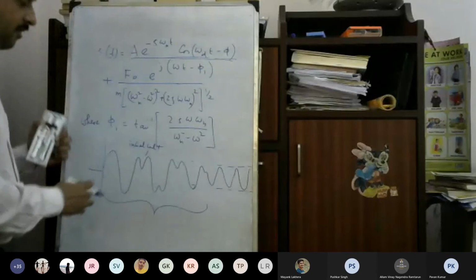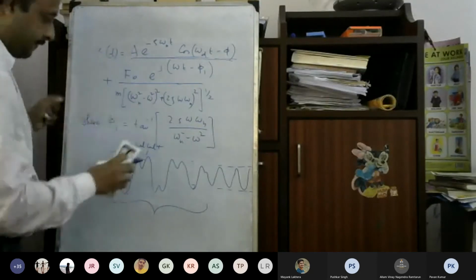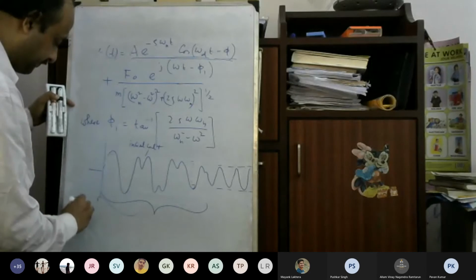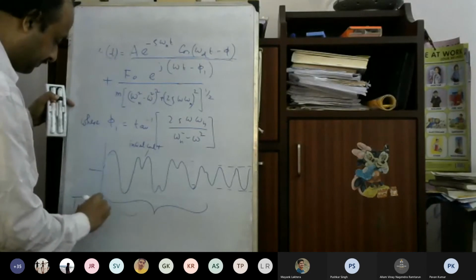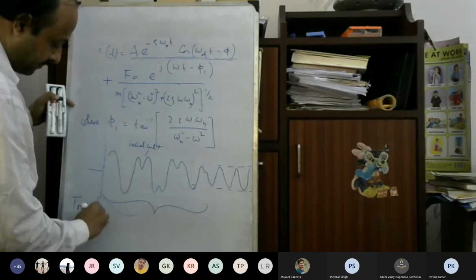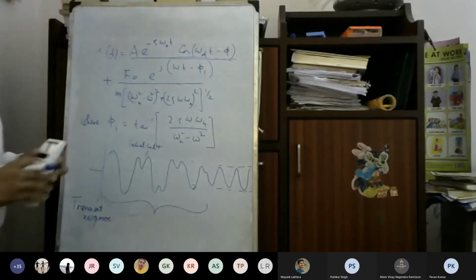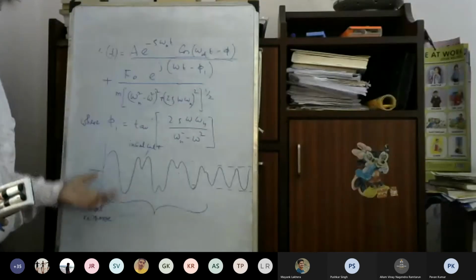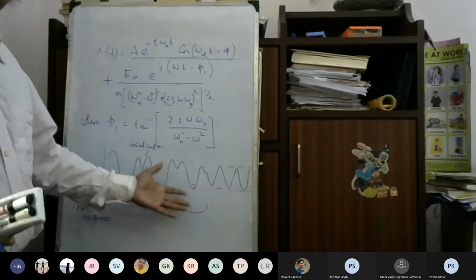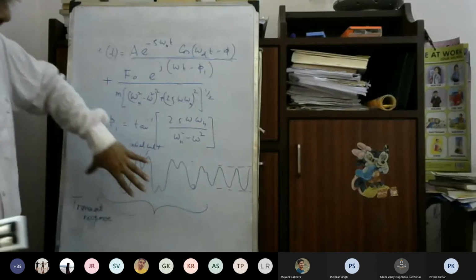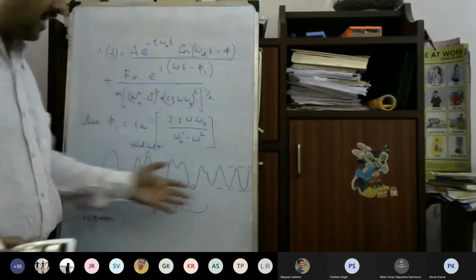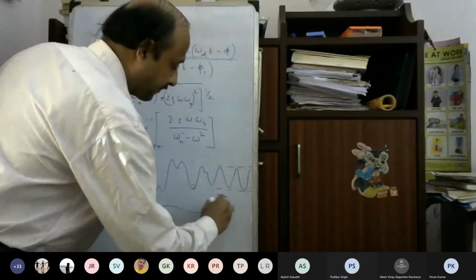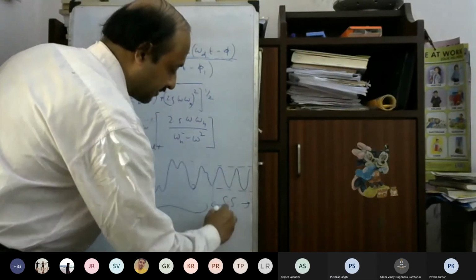So the initial part of the response is called the transient response. This part of the response I will call the transient response. The transient response is not only due to the initial condition, it also has a contribution from the forcing. So the transient response is that response which will not last forever. What lasts forever is the steady state response.